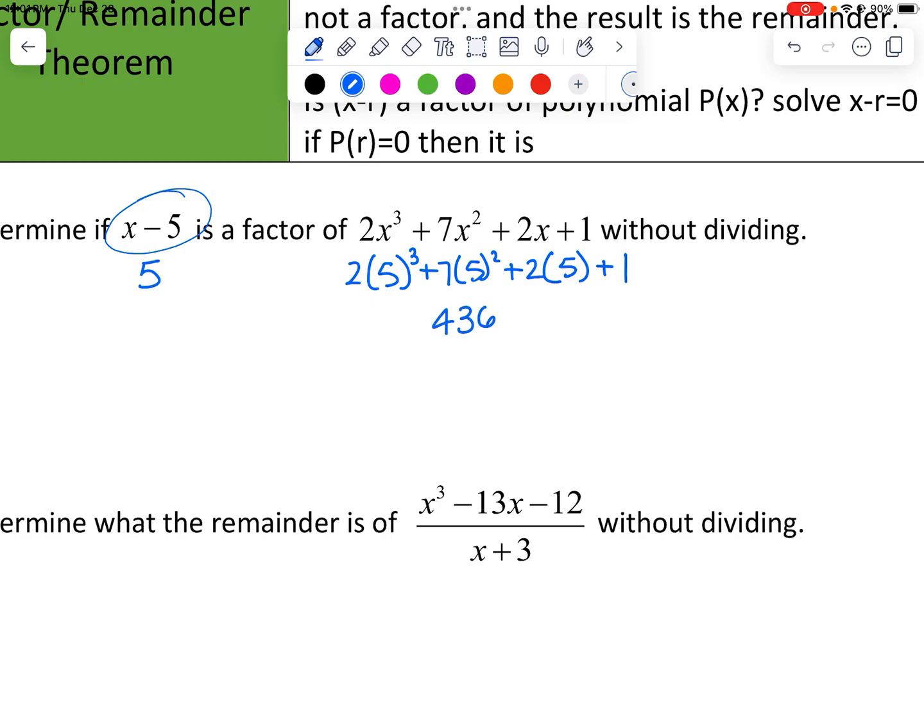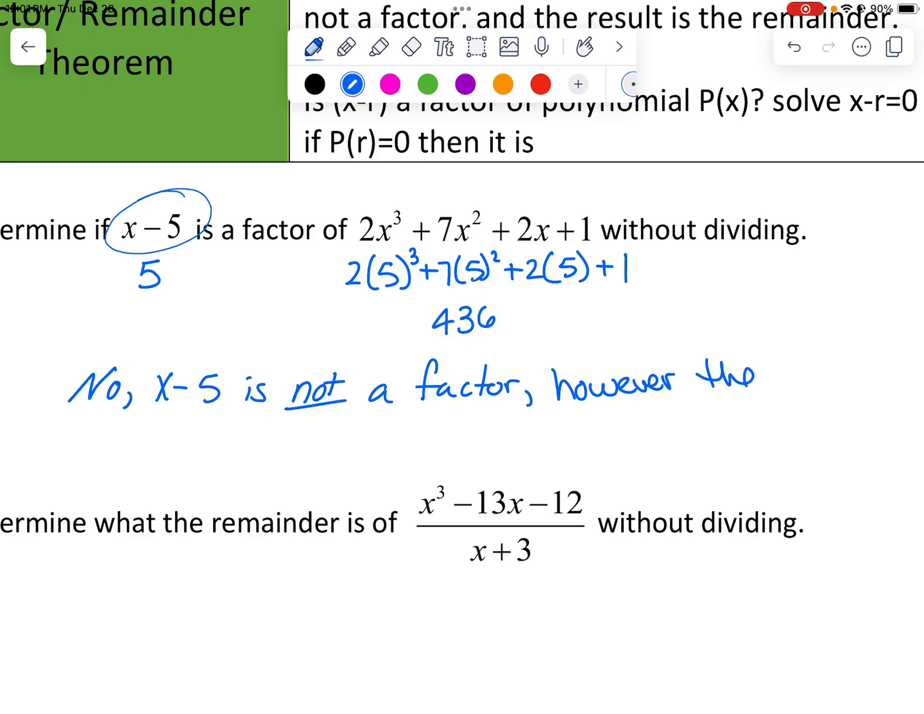So the answer is, why did I do this in blue? No, x minus 5 is not a factor. However, the ordered pair 5 comma 436 is on the graph.